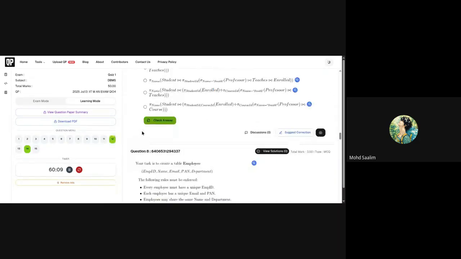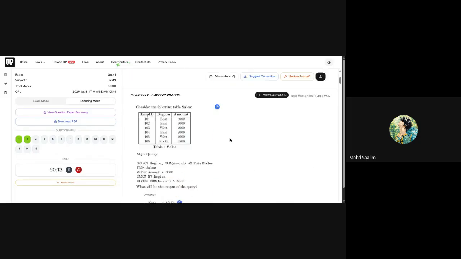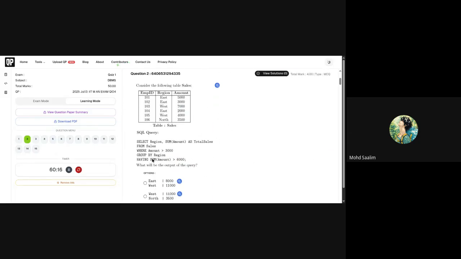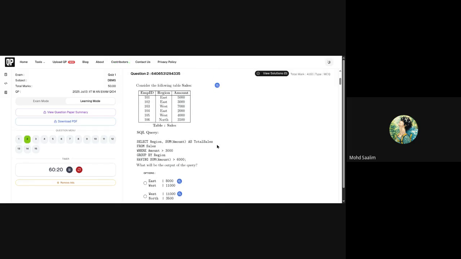So I'm just picking this paper and we are just solving that because no time is left. Let's just see this quickly. This data is given and this query is given. Select region, sum amount as total sales from sales where amount is greater than 3000 group by region, having sum of amount greater than 6000.